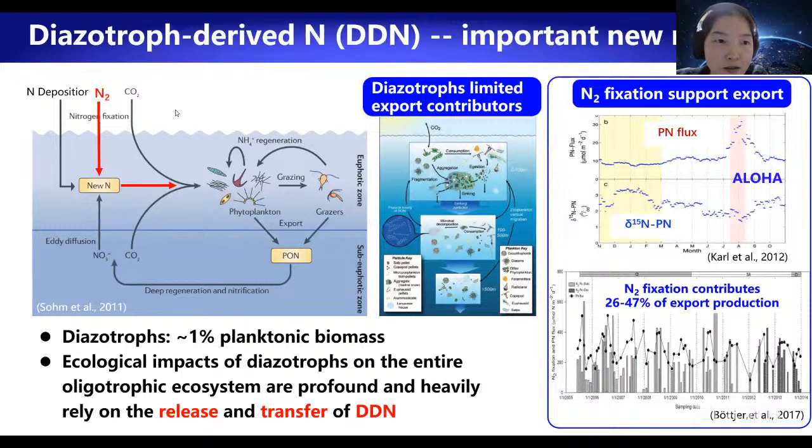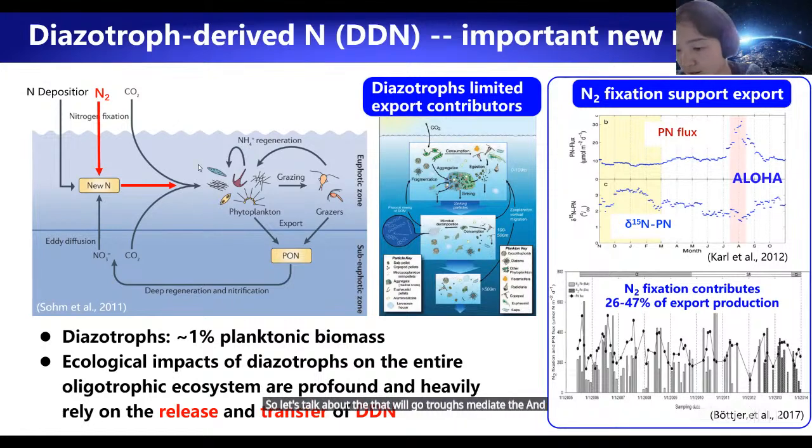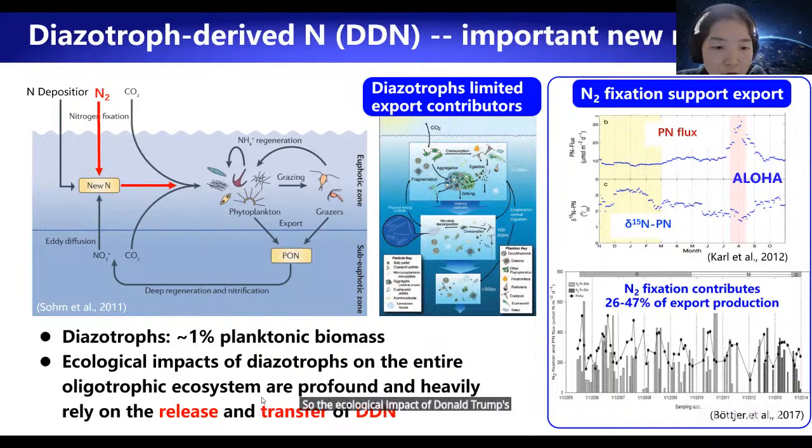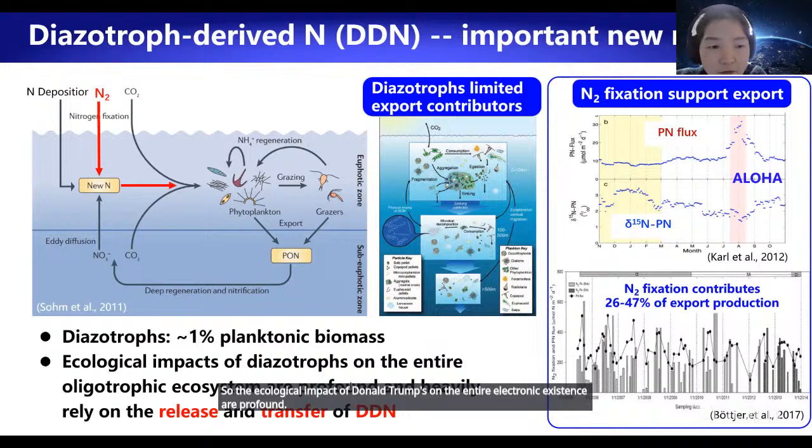So let's talk about the diazotrophs. Diazotrophs mediate the N2 fixation in the ocean and serve as a vital new nitrogen source, sustaining the primary productivity in the ocean and contributing to the export production. The observations from the Aloha station found that the N2 fixation can contribute around 26 to 47% of export production in this area. So the ecological impact of diazotrophs on the entire oligotrophic ecosystem is profound, and its implications heavily rely on the release and transfer of the diazotroph-derived nitrogen.